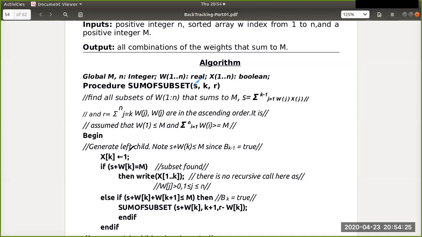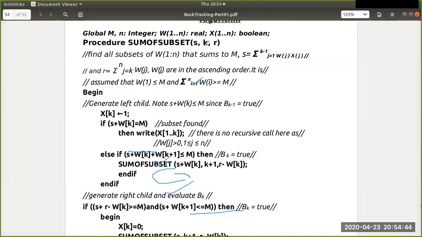So for left side generation, these are the statements. These are the statements: if it is found, this is the solution. Otherwise, to generate the left side, this is the statement. Okay, and if the left side is not true, then it goes to the right side, generating the right node. This is the statement we are using.